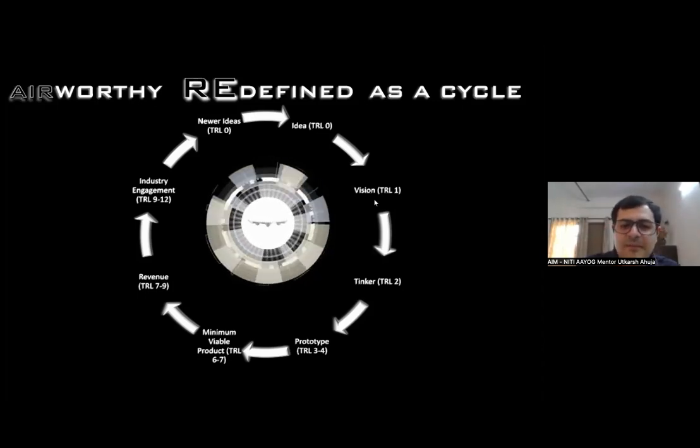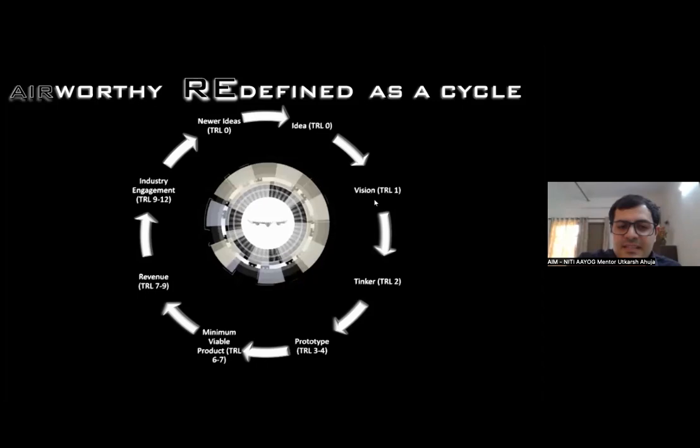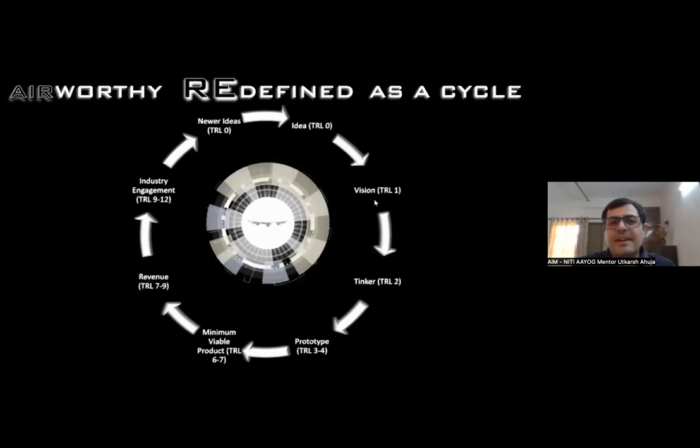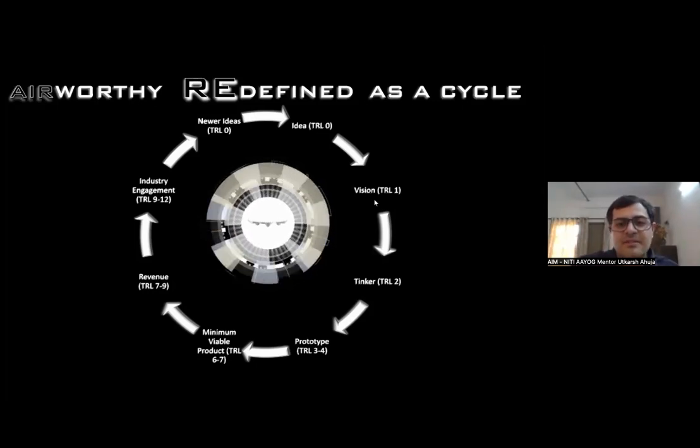And thereafter, you make a minimum viable product, which is TRL 6 or 7. TRL 5, I missed it. Why? Because 5 is somewhere in between prototyping and minimum viable product and going for funding, and so forth. And then after that, you generate revenue, TRL 7 to 9. And then there is industry engagement, TRL 9 to 12. And thereafter, once you have the engagement, you have the feedback, you validated your product, there are again new ideas, and then you redefine your drone system and you want to go ahead in your drone development. Again, newer ideas, idea stage, then vision, tinker. All of this cycle continues within the industry.